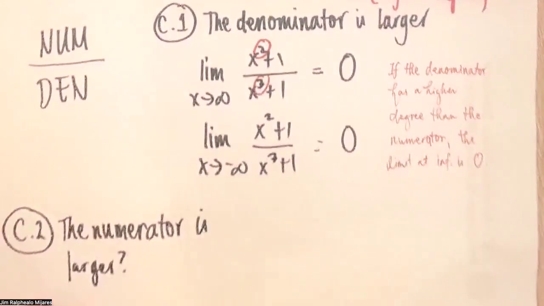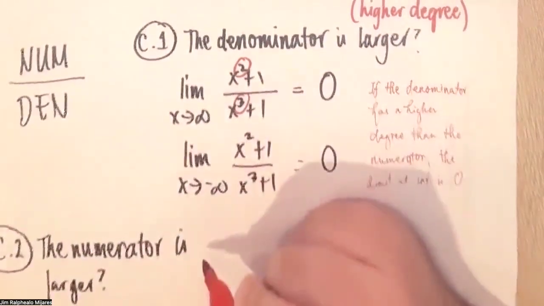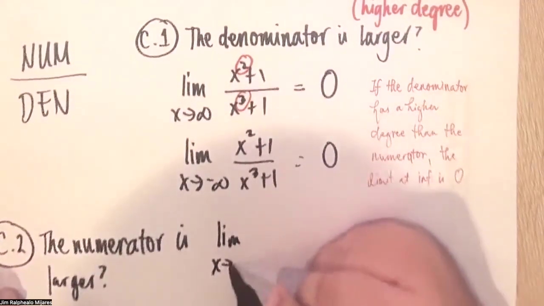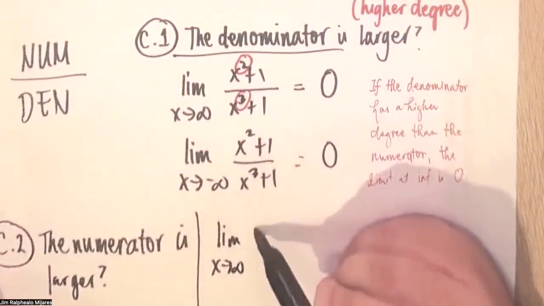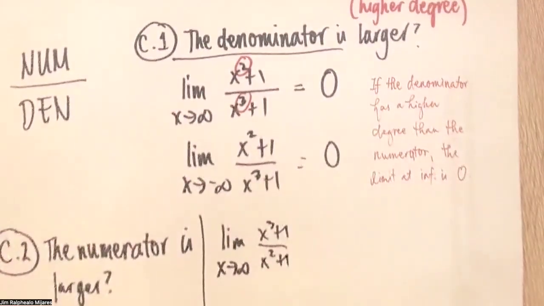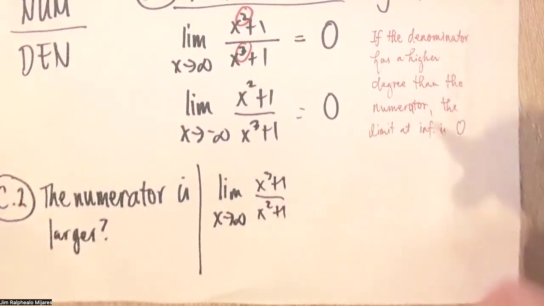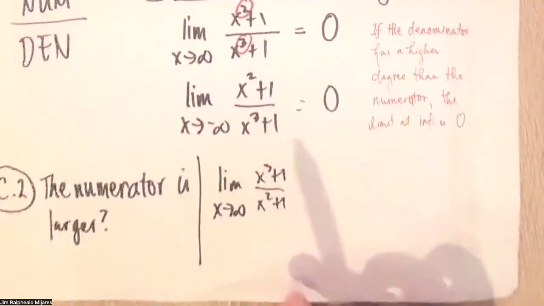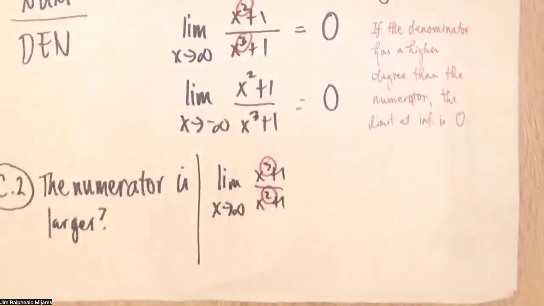Okay, what if the numerator is larger? So for example, the limit as x approaches infinity of, say, x cubed plus 1 over x squared plus 1. All right. Now, notice that the numerator is larger than the denominator. The one on top is larger than the one on the bottom.